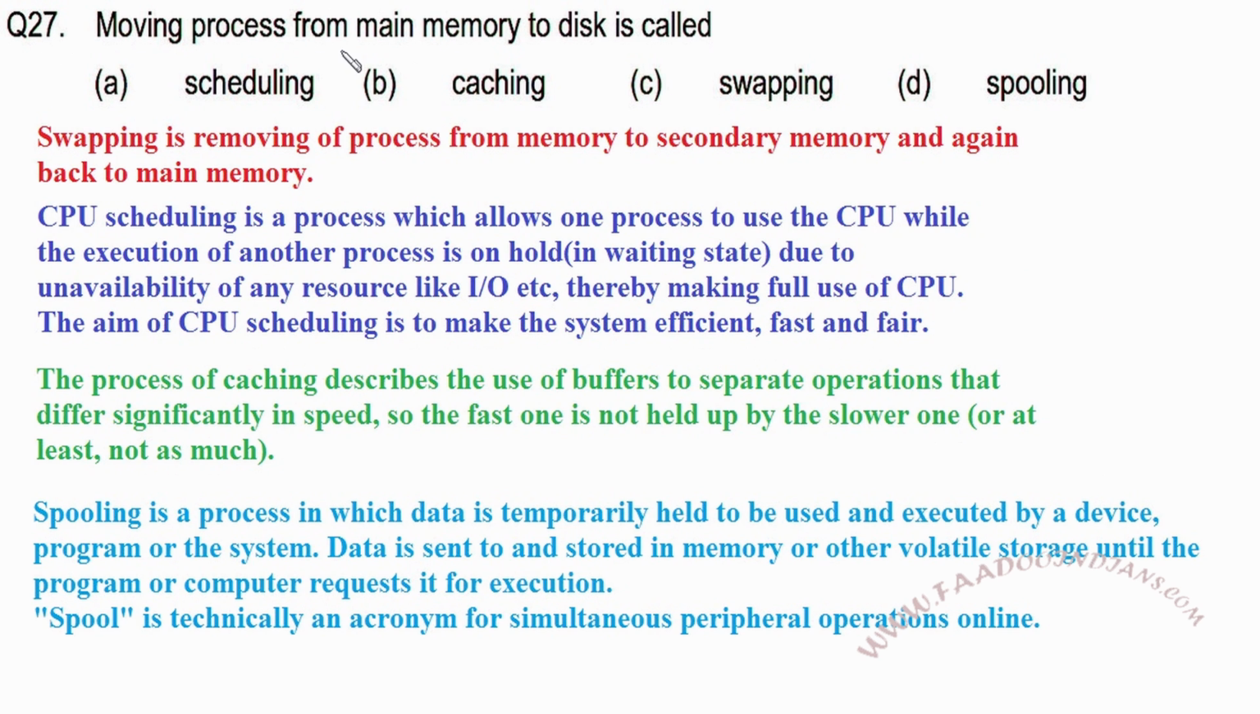27. Moving process from main memory to disk is called, it is swapping. Simple. So swapping is removing of a process from memory to secondary memory and again back to the main memory as per the interrupts. Now CPU scheduling is a process which allows one process to use the CPU while the execution of another process is on hold or in a waiting state due to unavailability of any resource like input, output, etc., thereby making full use of CPU. The aim is just to make system more efficient, fast, and fair.